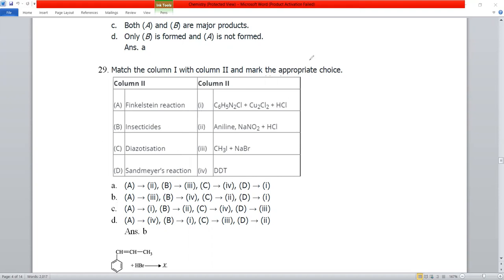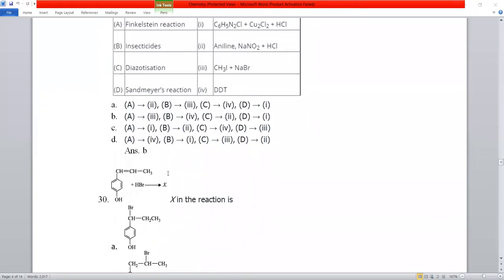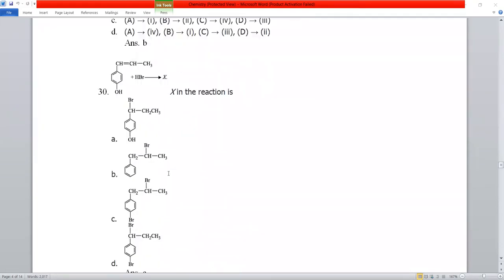Option B is the correctly matched one. Next, question number 30, students. Question number 30. In this reaction, we have to find the answer they're asking for.